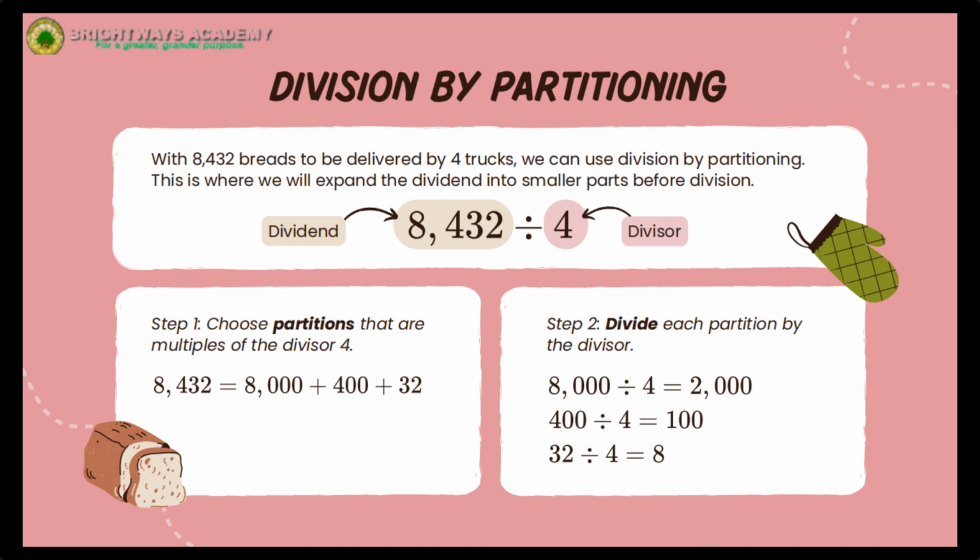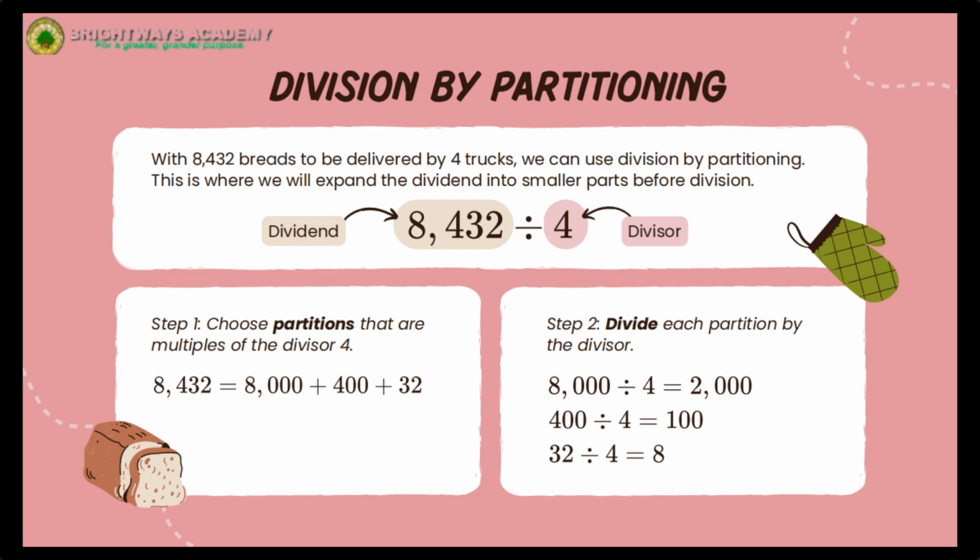So in dividing with the use of partitioning, we have different steps. First, choose the partitions that are multiples of the divisor, which is the 4. So, we are going to make it in expanded form. After you change it into expanded form, divide each partition by the divisor.